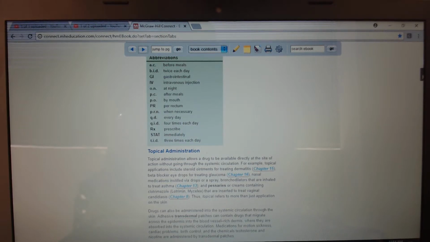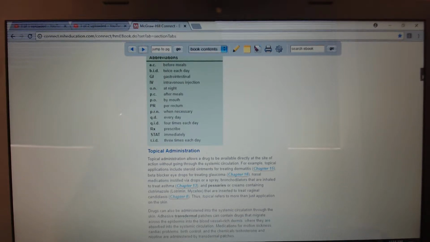These are abbreviations that are commonly used with medications. AC is before meals. BID is twice per day. GI, gastrointestinal. IV, intravenous injection. ON, at night. PC, after meals. PO, by mouth. PR, by rectum. PRN, when necessary. QD, every day. QID, 4 times each day. RX, prescribe. STAT means immediately. TID would be 3 times per day.